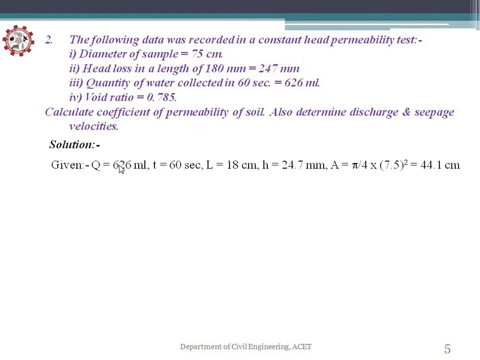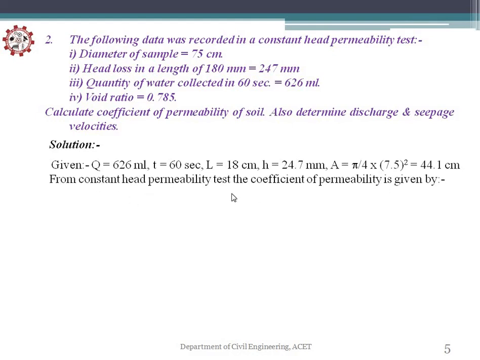So given values, Q is given to you as 626 ml, T 60 seconds, length is 18 centimeter as it is 180 mm. We converted into centimeter because diameter is given in centimeter, right? So H is to be taken as 24.7 centimeter, and area will be calculated by pi by 4 into 7.5 centimeter square. This is also mm, I think, and that is coming to you as 44.1 centimeter.